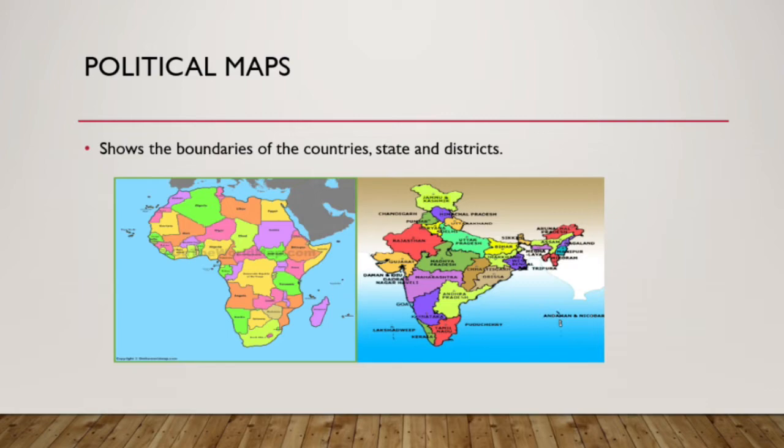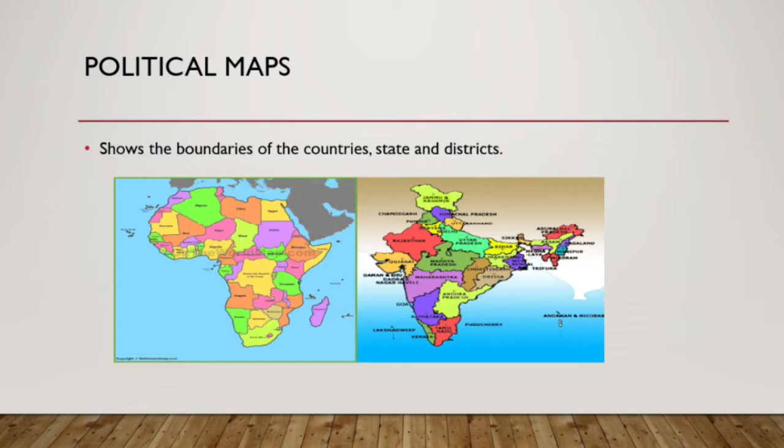And also the second image shows states. We have Chandigarh, we have Jammu Kashmir, and also we have Himachal Pradesh and other cities. Also you can read by yourself in order to understand more.